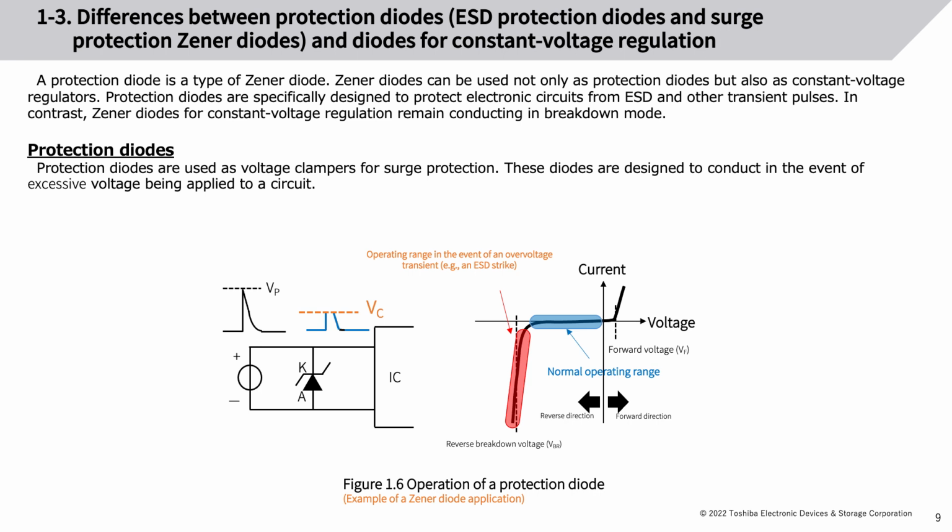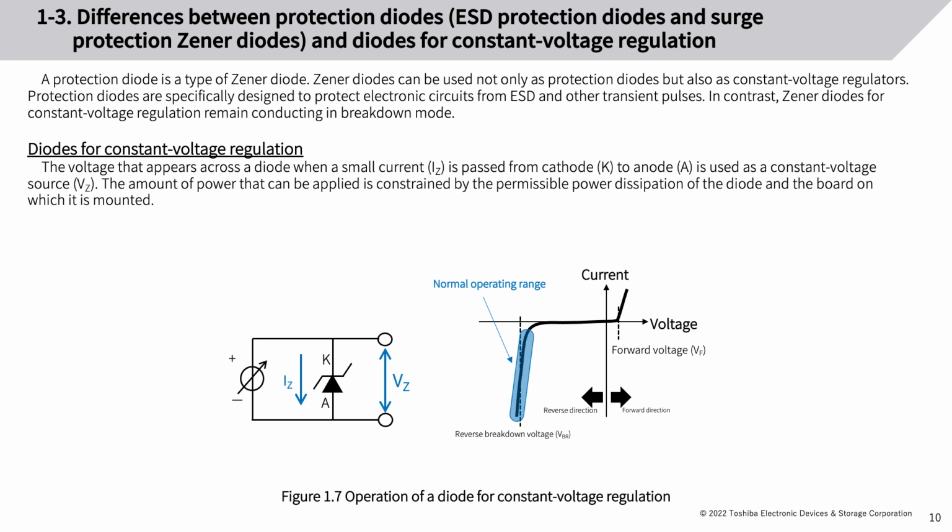Differences between protection diodes, ESD protection diodes and surge protection Zener diodes, and diodes for constant voltage regulation. A protection diode is a type of Zener diode. Zener diodes can be used not only as protection diodes but also as constant voltage regulators. Protection diodes are specifically designed to protect electronic circuits from ESD and other transient pulses. In contrast, Zener diodes for constant voltage regulation remain conducting in breakdown mode. Protection diodes are used as voltage clampers for surge protection. These diodes are designed to conduct in the event of excessive voltage being applied to a circuit.